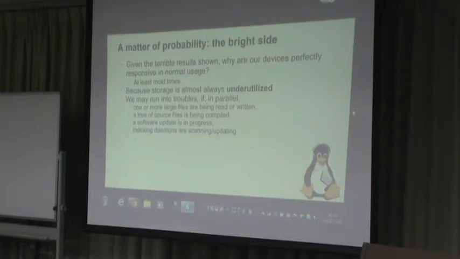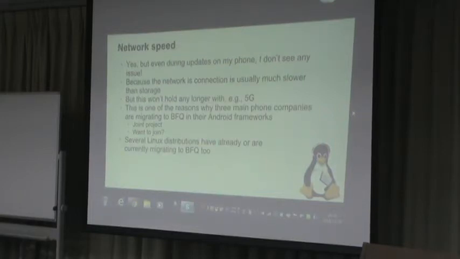So as for the first question, why normal responsiveness in normal usage? Because storage is almost always underutilized. That's the reason. You run into troubles if in parallel, for example, you have one or more copies of large files. Maybe there is a compilation, maybe a software update in progress, maybe there is some indexing going on, and so on. And this problem is going to become really worse as the network speed increases.